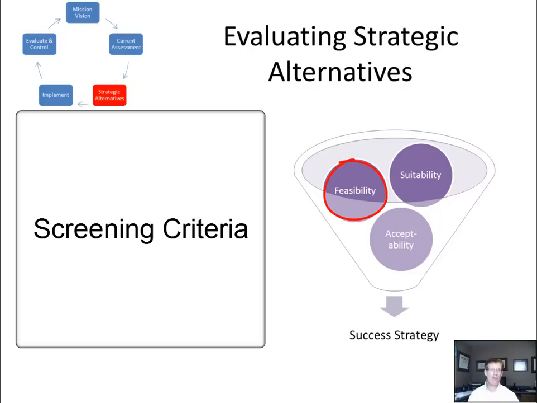Feasibility speaks to whether or not it can be made to work. So does the company have the resources to implement the strategy, including the funding, the people, the time, and the information? Here, the CFO will use tools such as cash flow analysis, financial forecasting, and break-even analysis.